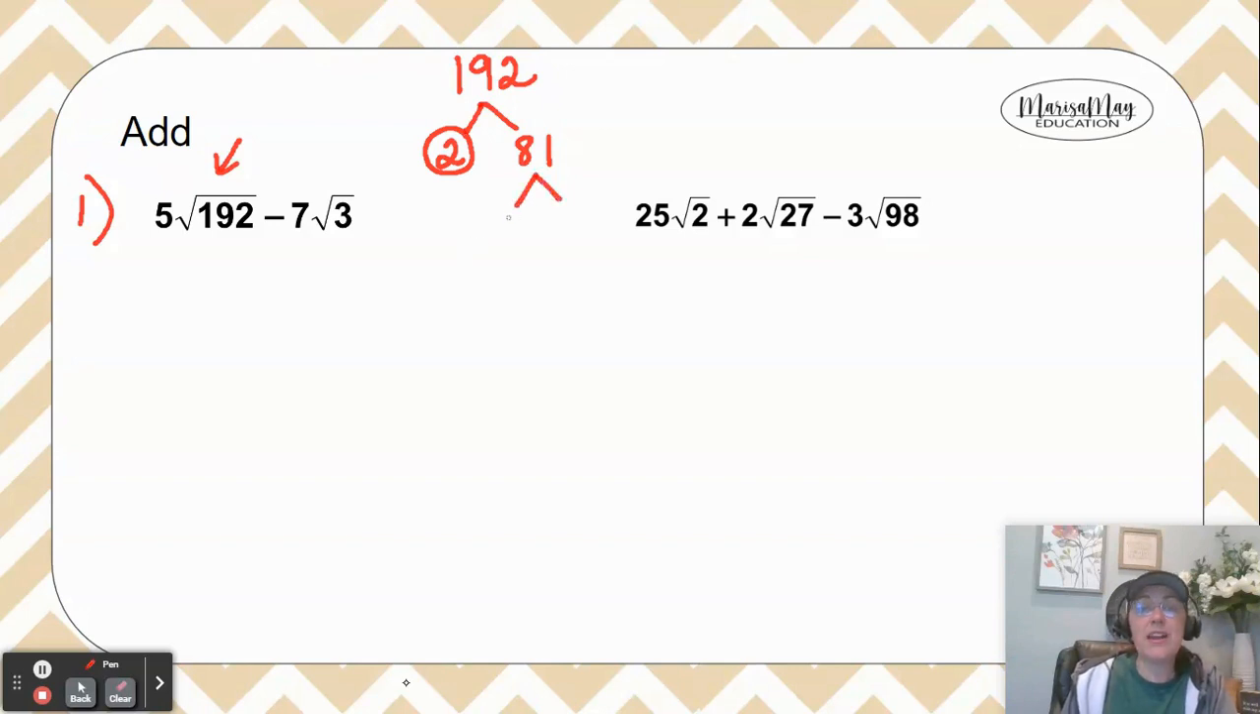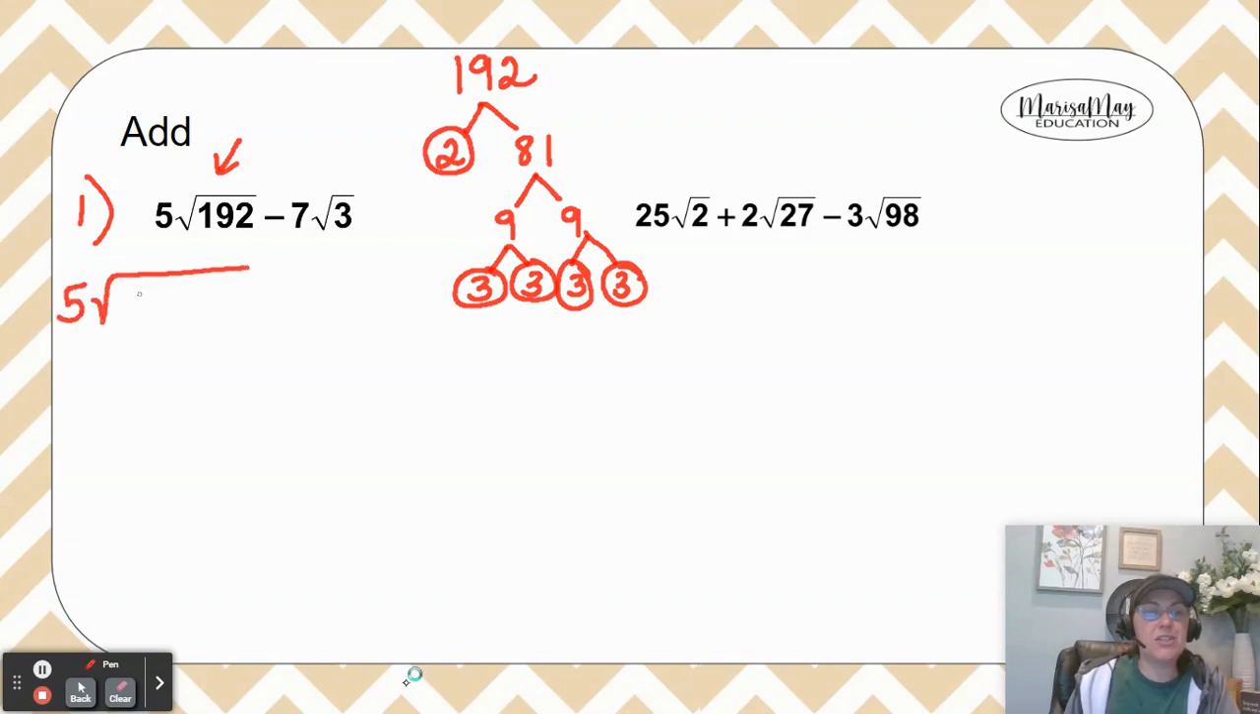And then 96, all I can think of is 9 and 9. And then 9 can be written as 3 times 3. So those are dead branches as well, because 3 is a prime number. And then this 9 can also be written as 3 times 3. Okay, so I need all of those dead branches. Let me show you what I do with that. So I'm going to rewrite 192 as 2 times 3 times 3 times 3 times 3, because those are my dead branches, right?